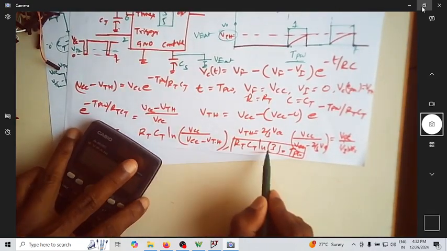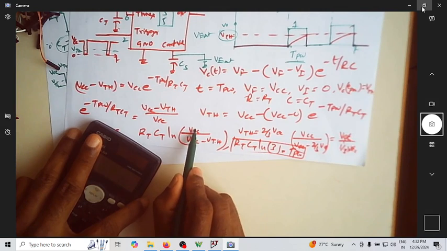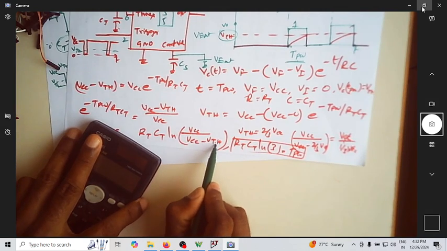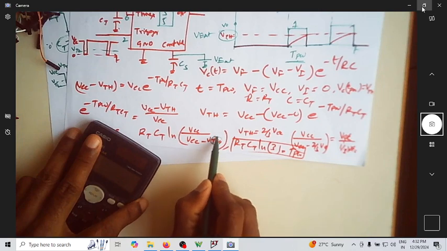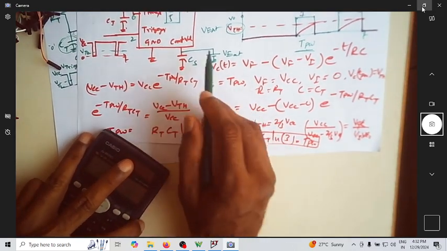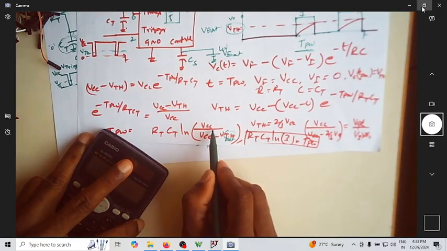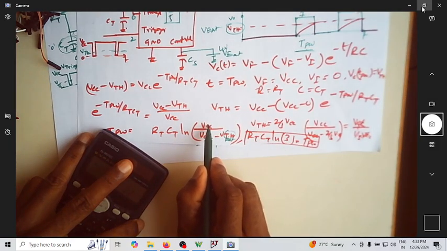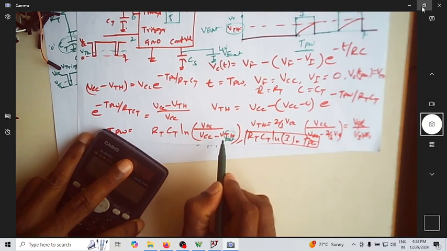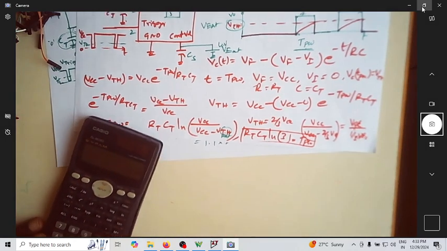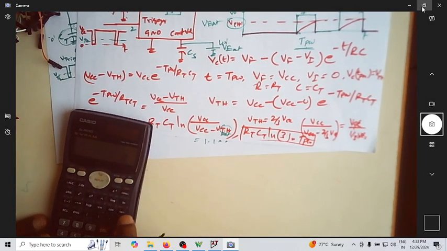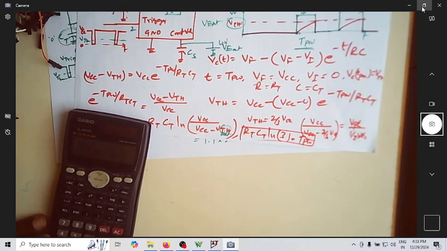It is not 1.1 RTCT. Now it is ln of VCC divided by VCC minus VTH, and VTH will now become V external. Supposing I make this equal to 4 volt, what does this become? This is 5 divided by 5 minus 4, which is 1, so it leaves ln of 5. So what is ln of 5? ln of 5 would be 1.6.